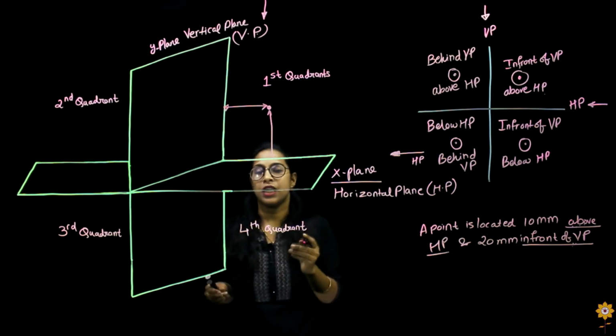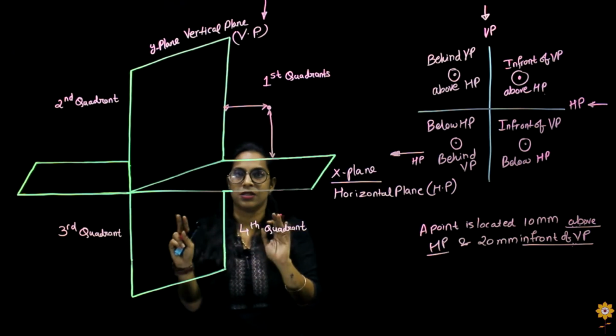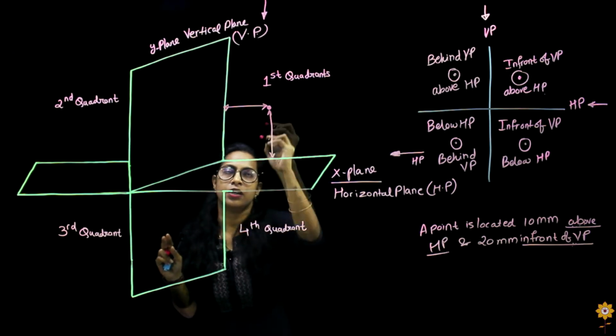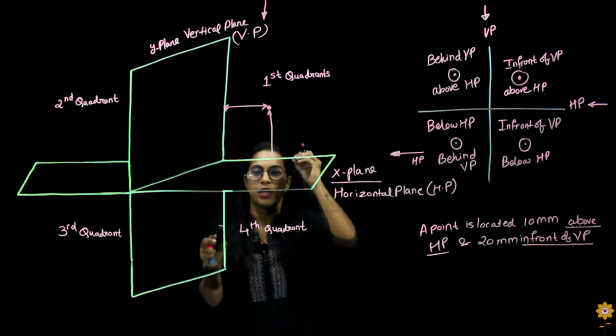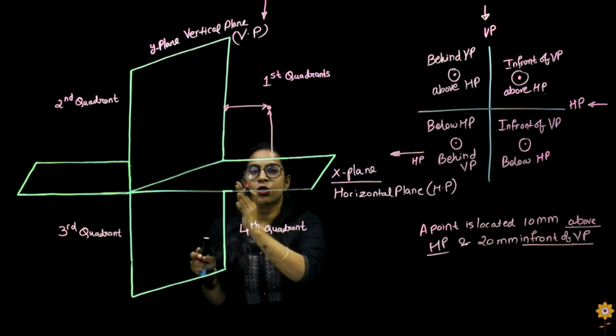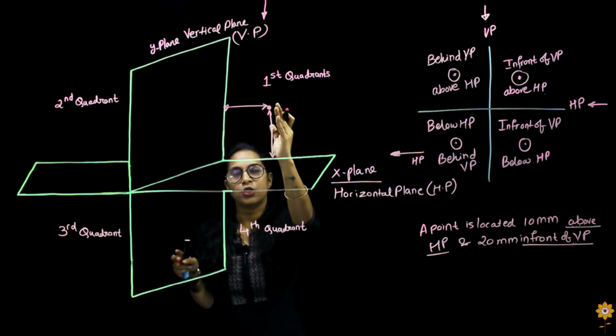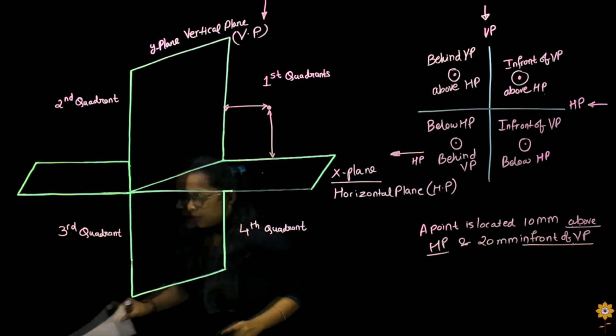Now let's say I have this quadrant system as a reference. So if I have this point here, I can't draw this on a paper where the point is located in the space. So for that we need to transfer this point or the location of this point onto a 2D surface. So for that, let's see a demonstration.